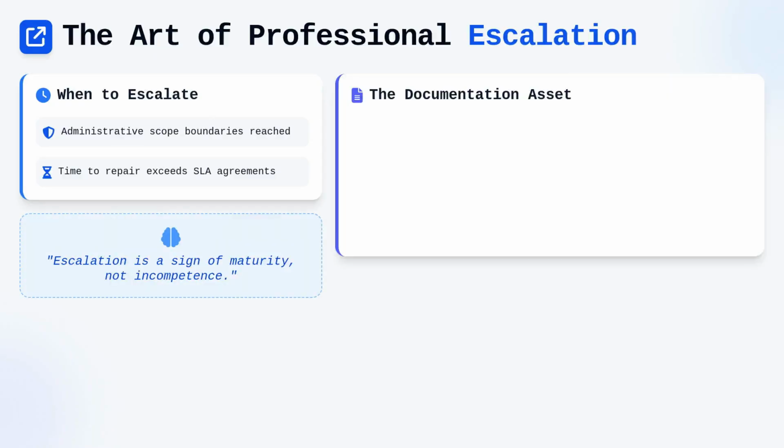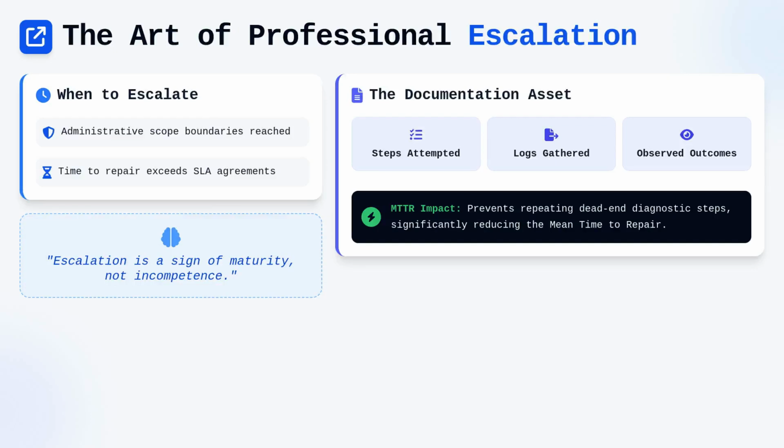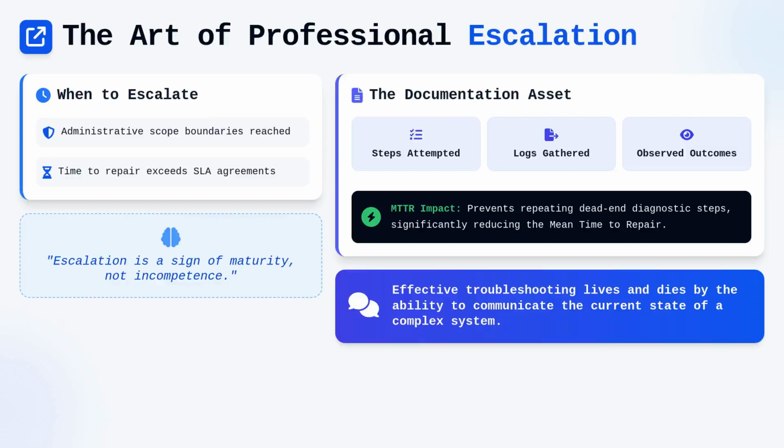When escalating, the quality of our documentation becomes the most important asset we provide to the next team. We include steps already attempted, logs gathered, and the observed outcome of every failed theory. This prevents the senior team from repeating dead-end diagnostic steps, which significantly reduces the mean time to repair. Effective troubleshooting lives and dies by our ability to communicate the current state of a complex system to someone else.